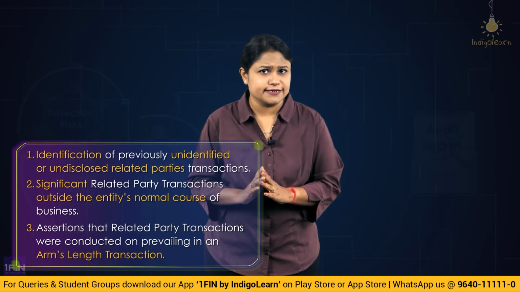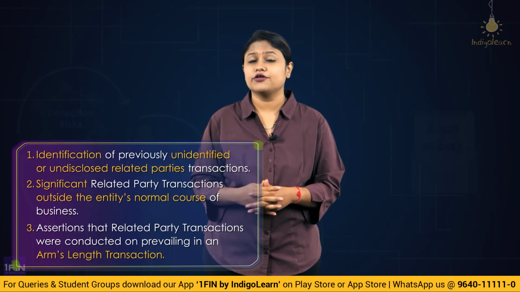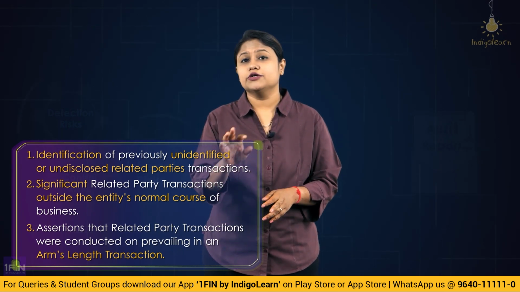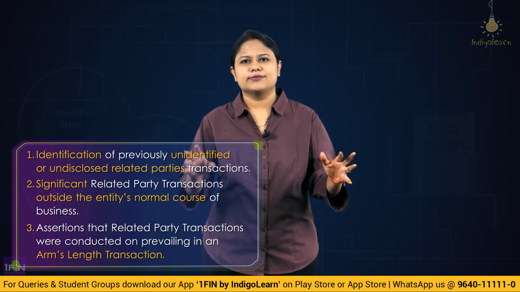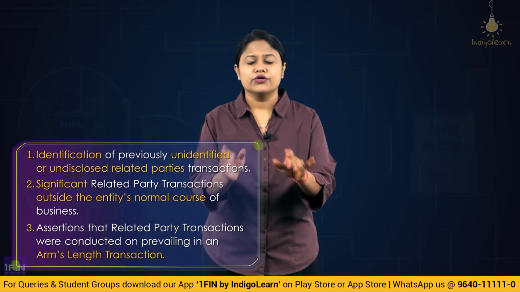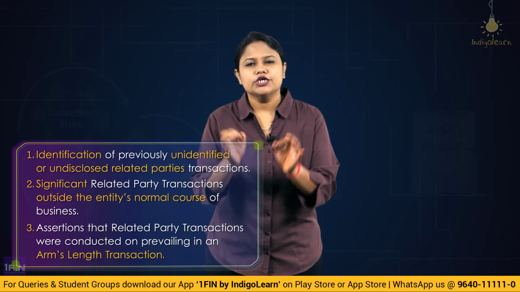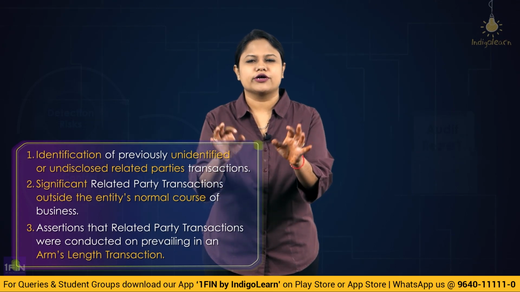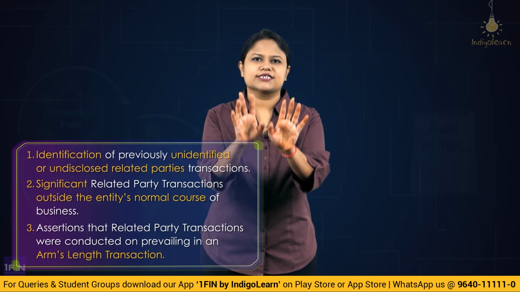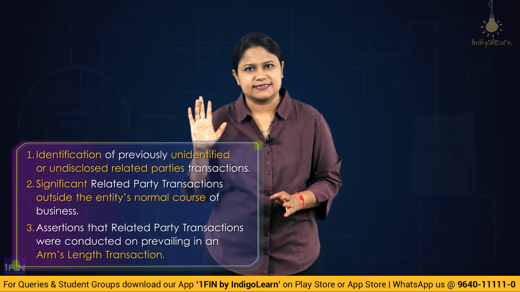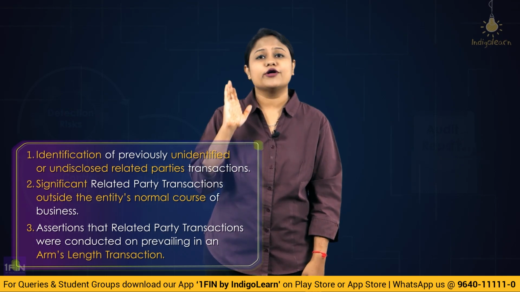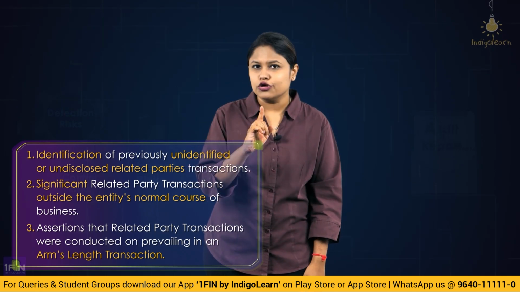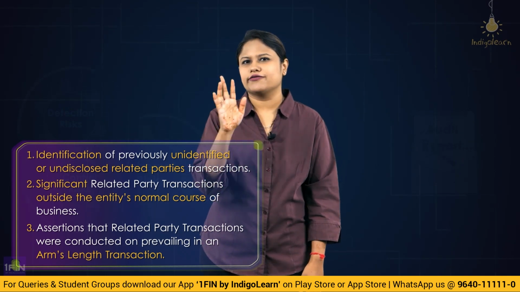And if they are not happening at ALP, then this is something really wrong, correct? You simply don't have to listen to the management. Management says, yeah, we have done it at ALP. No. You will apply the procedures and obtain sufficient appropriate audit evidence that yes, the transactions have happened at arm's length price.